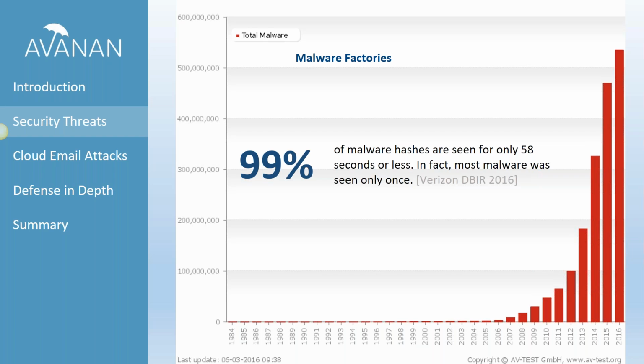And the other troubling fact is that almost all malware hashes are seen for less than a minute. In fact, most malware is only seen once. So trying to keep up with that with signature-based solutions is basically a very difficult task.